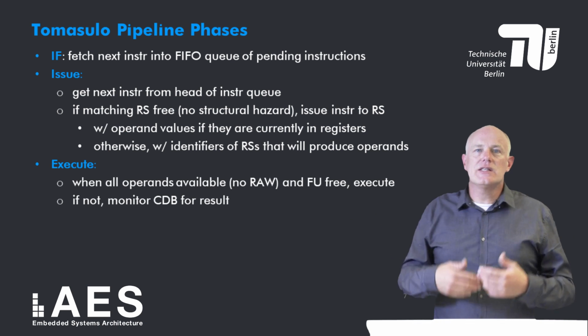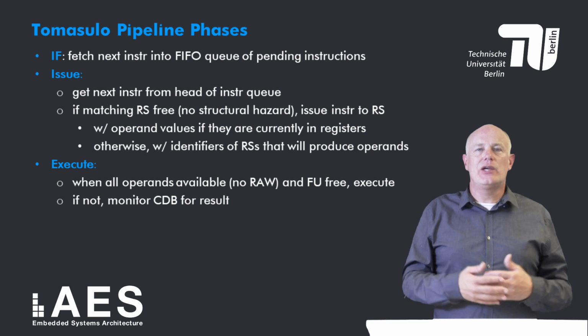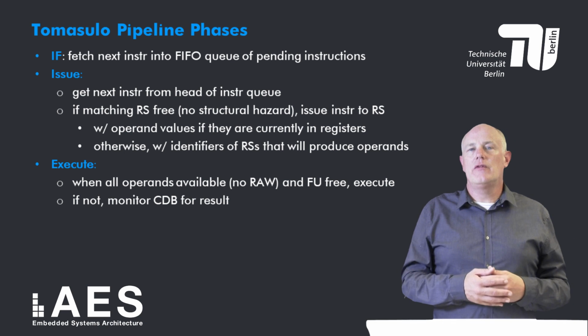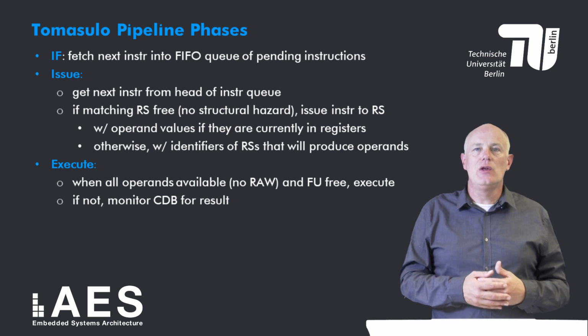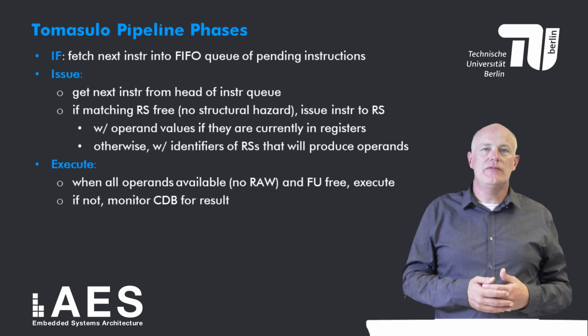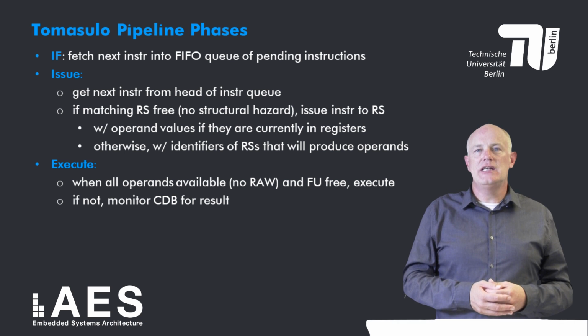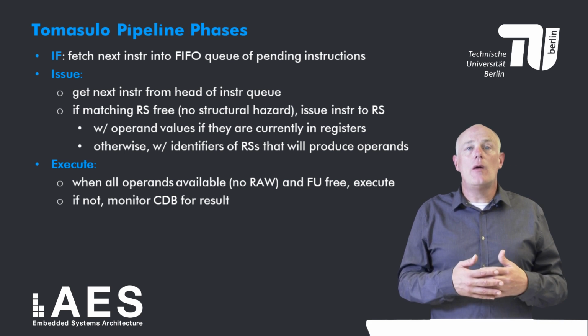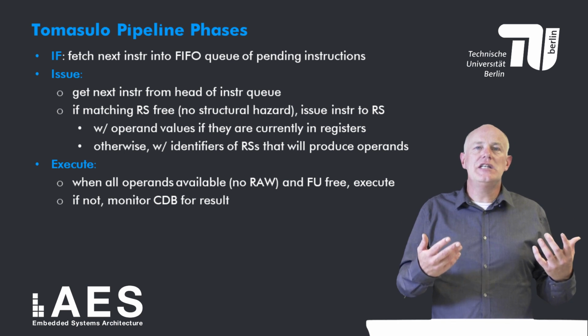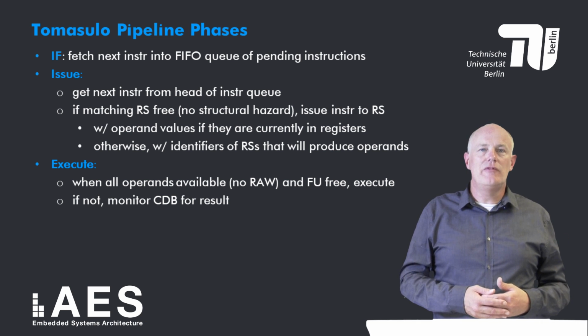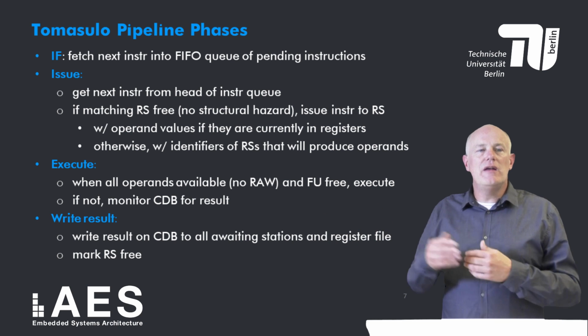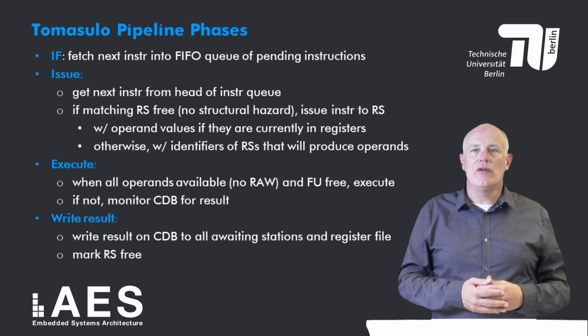The third phase in Tomasulo's algorithm is the execute phase. When all operands are available, meaning there is no RAW hazard, and a functional unit that can execute the instruction is available, then the instruction is executed. If not all operands are available, the reservation station must monitor the common data bus for the result to become available.